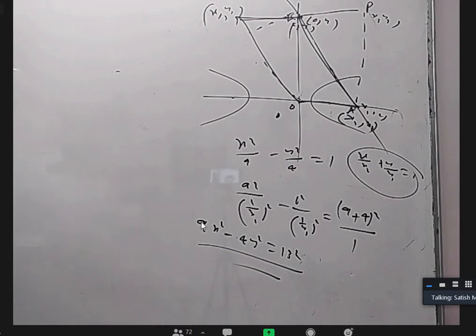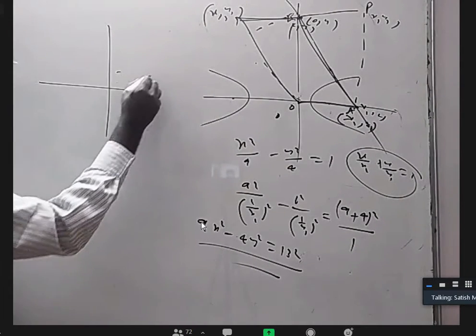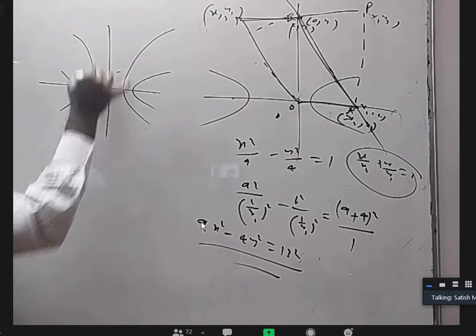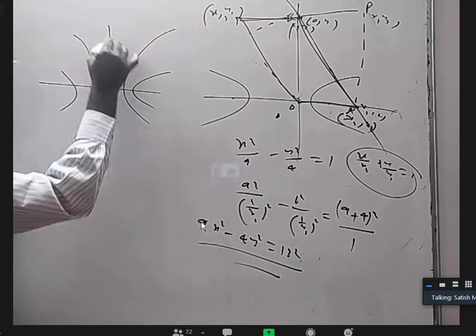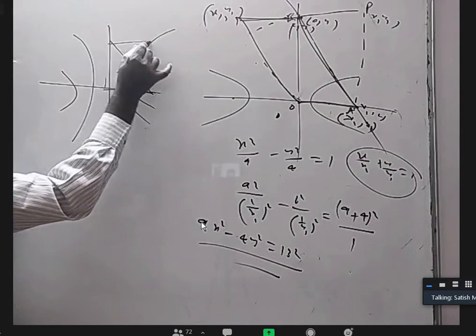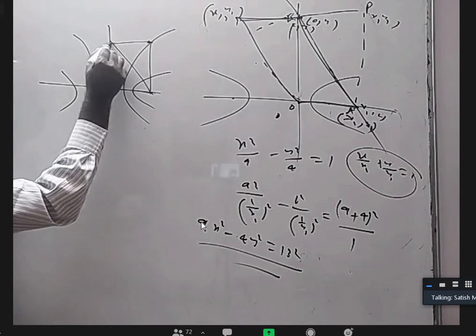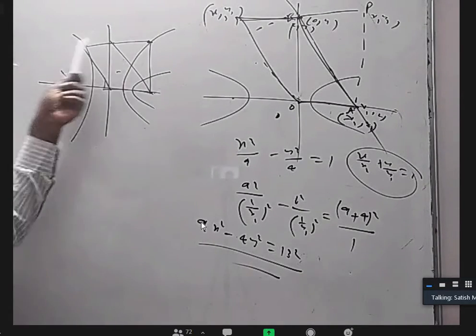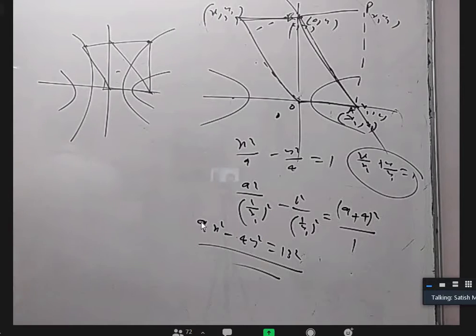And moreover, I'll tell you, our locus itself is another hyperbola like this, a little bigger one. When you take your normal and join like this, the point is here. If you take a parallelogram like this, it is here. Either way, it is the same only. So OA BP is correct only.